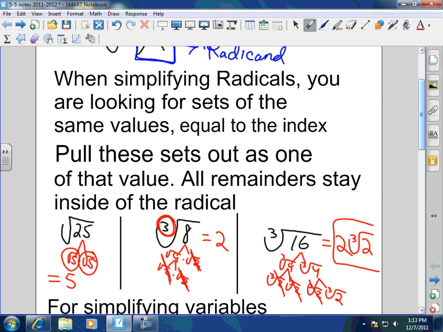What's this called when you do the little arrows and then you put... This is simplifying a radical. Why do you have to put the radical signs? I've never done that before.